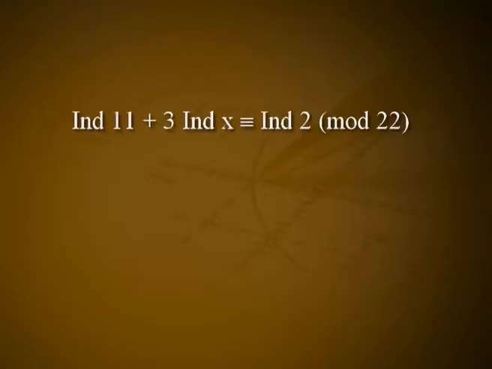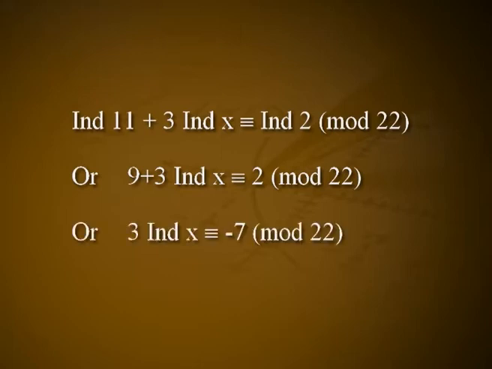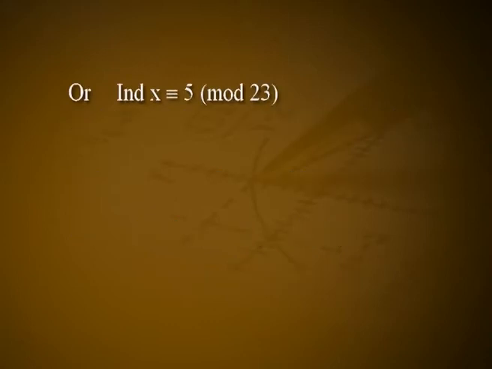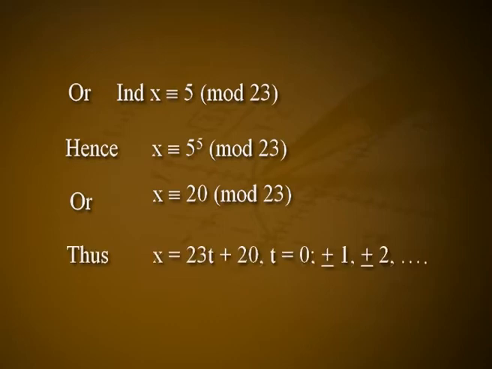11x cubed congruent to 2 mod 23 is equivalent to ind 11 plus 3 times ind x congruent to ind 2 mod 22, or 9 plus 3 ind x congruent to 2 mod 22, or 3 ind x congruent to minus 7 mod 22, 2 times ind x congruent to 15 mod 22, or ind x congruent to 5 mod 23. Hence, x congruent to 5 raised to 5 mod 23, or x congruent to 20 mod 23. Thus, x equals 23t plus 20, t equal to 0, plus or minus 1, plus or minus 2, etc. are all solutions of the given congruence.